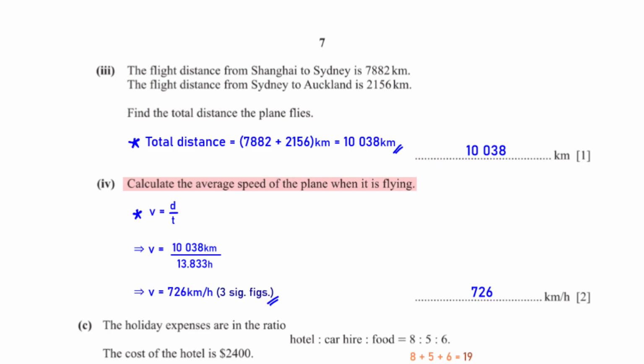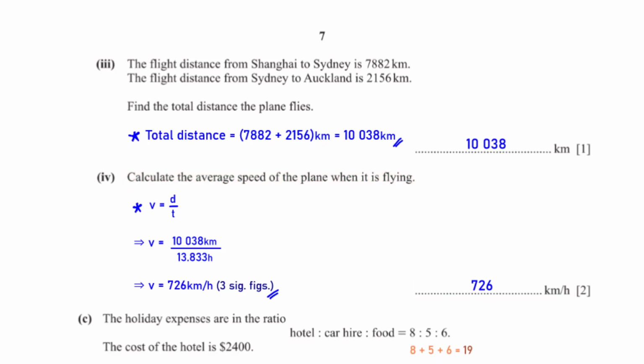Calculate the average speed of the plane when it is flying. We can use this formula to get the average speed. We found the distance d between Shanghai and Auckland in the previous question to be 10,038 kilometers, and we found the time duration t the plane is flying to be 13.833 hours. When we type this into the calculator, we get 726 kilometers per hour, rounded to 3 significant figures.